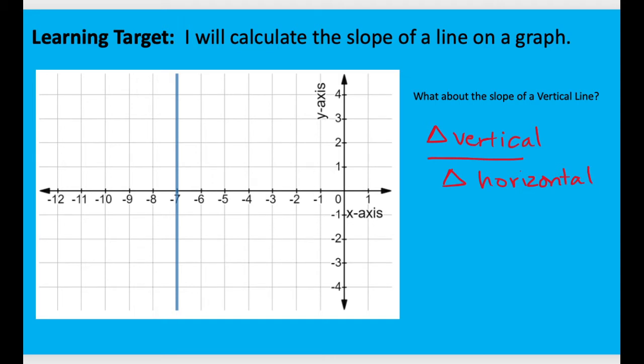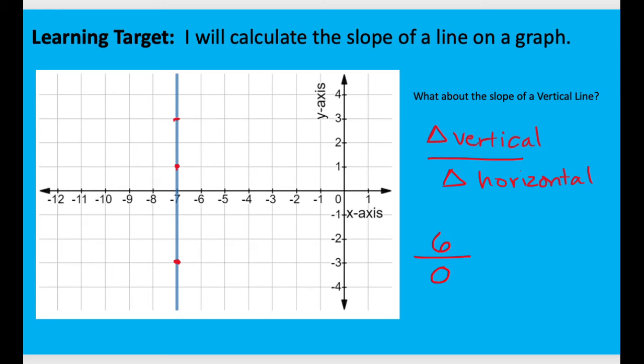the vertical change, depending on which 2 points I pick, I could pick this point and this point. I could pick a point way down here. It doesn't really matter. Let's say I pick this point and this point. My vertical change would be 6. The horizontal change is the one that there is no horizontal change because it's completely vertical. So that's going to be a 0.